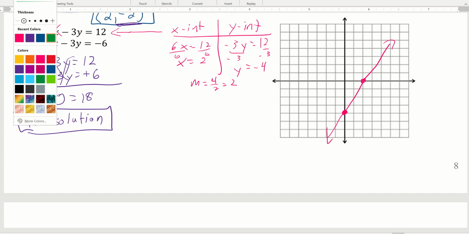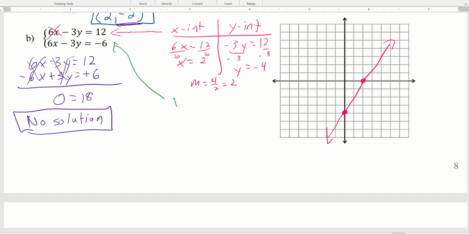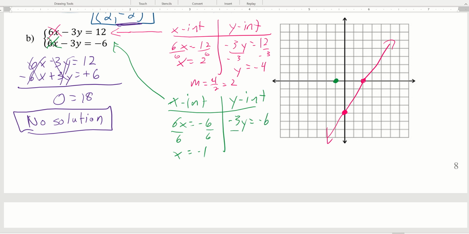Now when I graph the next one here, we do the same exact thing. My x-intercept and my y-intercept. So my x-intercept for the second equation, we ignore the y. So we end up with 6x is equal to negative 6. Solve for x, which is negative 1. So in the x, it's negative 1. Now when I come back and solve for y, I get rid of the x. And so I get negative 3y is equal to negative 6. Divide by negative 3. So y is equal to 2.